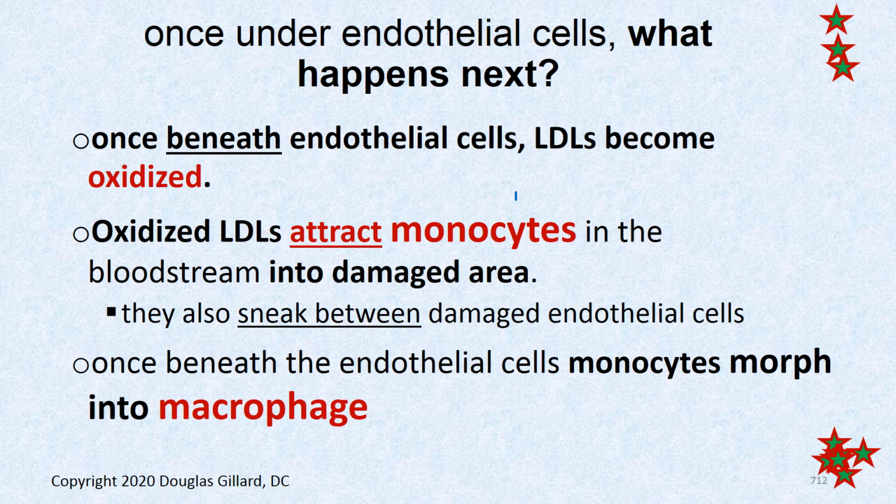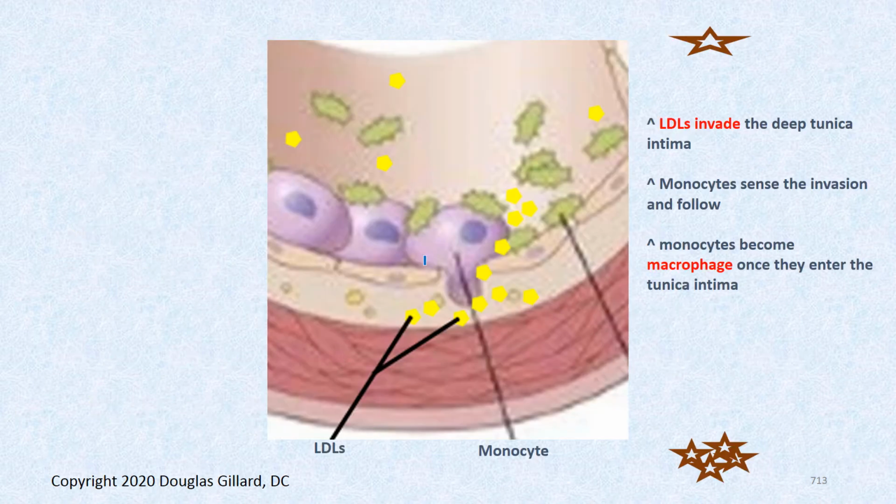Okay, what happens next? Once beneath the endothelial layer, the LDL cells become oxidized, and that oxidation attracts monocytes. A little more to it than that. There's some chemicals released, but those big monocytes come, and they also sneak between the endothelial cells. They kind of follow right where it came in, and they get a name change, right? When a monocyte enters a tissue, it becomes a macrophage. So macrophages are the first guys in, and here's an example of macrophages lining up to start taking care of these foreign invaders.